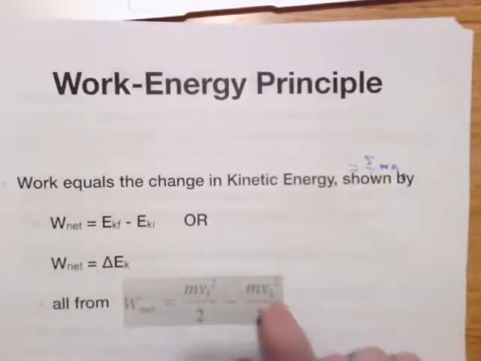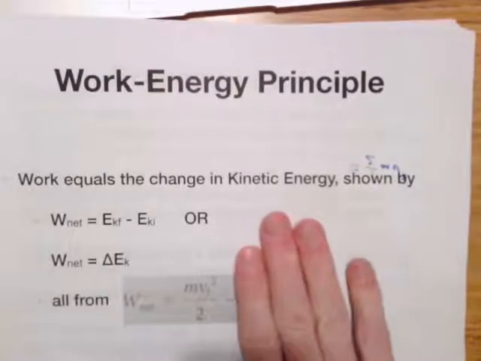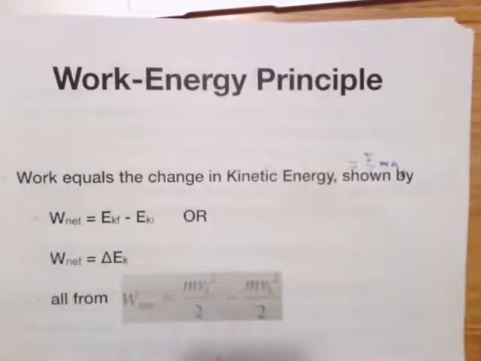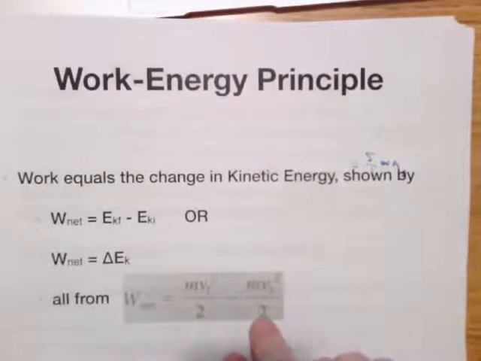Quite often, you'll have something that starts from rest. If it's at rest, v_i is 0, so this whole term is 0, so you don't even need it if it's something starting from rest. If it ends at rest, like if it starts at something and slows down, it's going to be negative. Watch for that. We'll do examples. Work net is m v_f squared over 2 minus m v_i squared over 2.